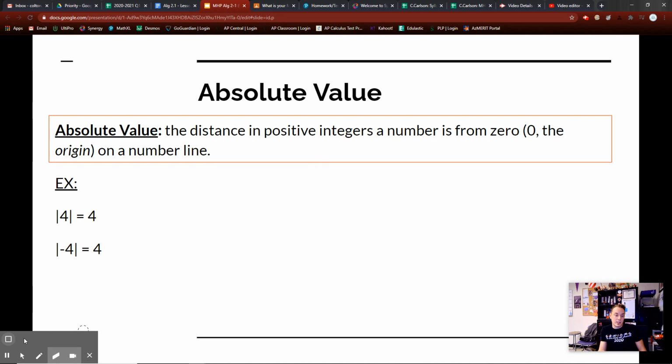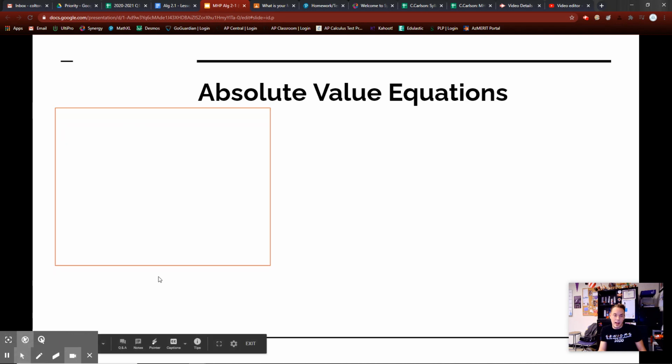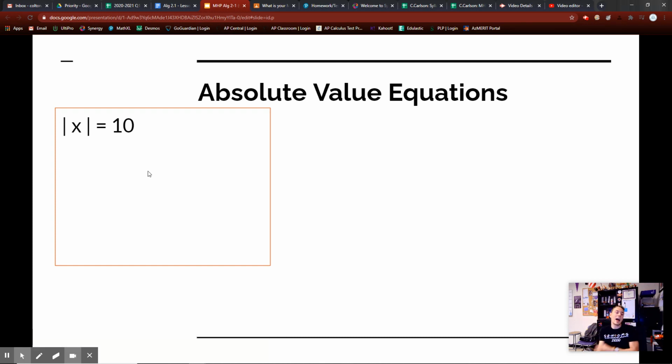Let's erase. So I hope most of you remember that. Let's go through equations. Okay, what are absolute value equations? So if I have the absolute value of x, guys, think about it like this. If I have the absolute value of x, and that equals 10. All right, so in general, this is what it means. Okay, so again, write this down.